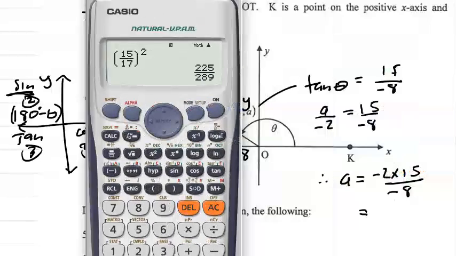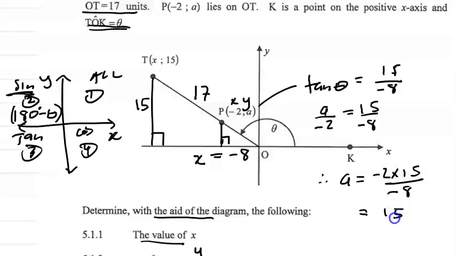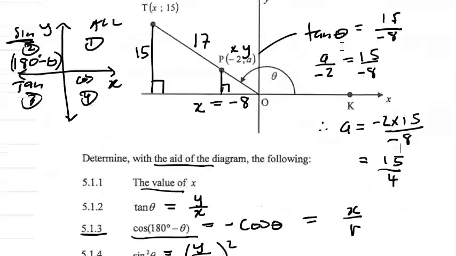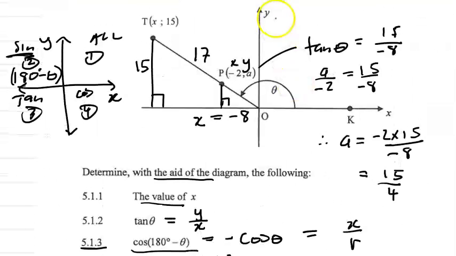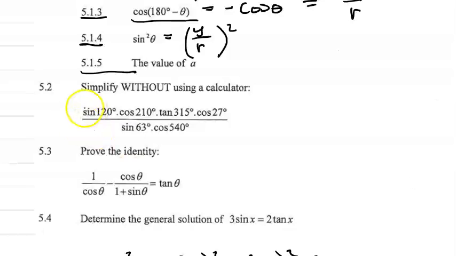And what will we get there? So let's go and check that out. So that will be minus 2 times 15 all over minus 8. It's 15 over 4. So this one here now, I'm going to leave the answer there, right? So that will be 5.1.5. You can go and write it down neatly, right? So A will be 15 over 4. Let's go look at the next question. And I'm going to end the video with this particular question here because in the next series of videos, I'll be looking at identities and trig equations.